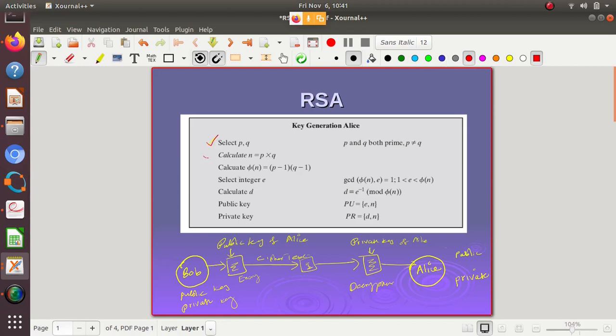Select 2 large prime numbers P and Q, then calculate the system modulus n is equal to PQ. Here P and Q are kept secret.